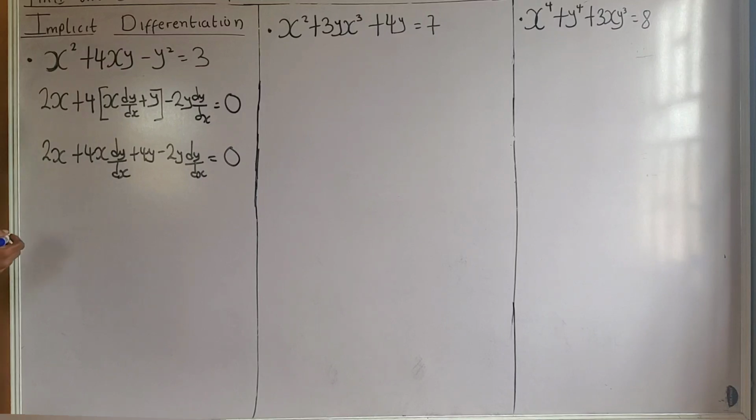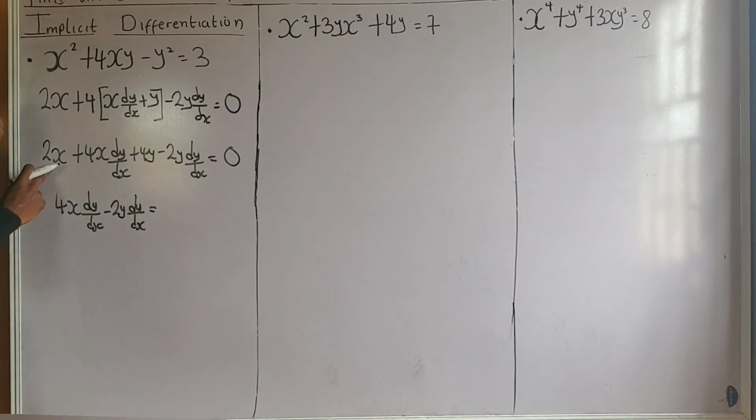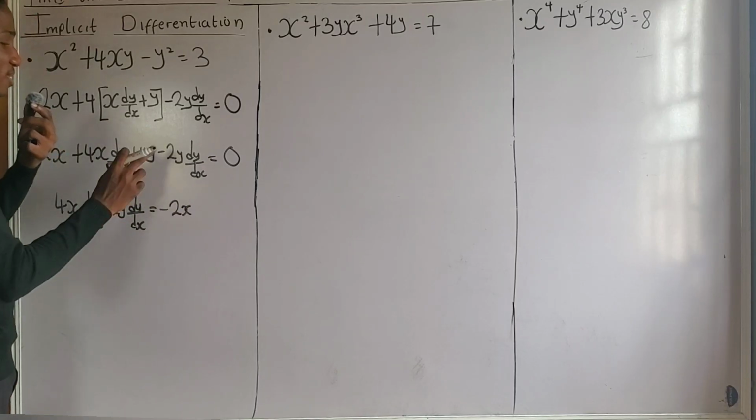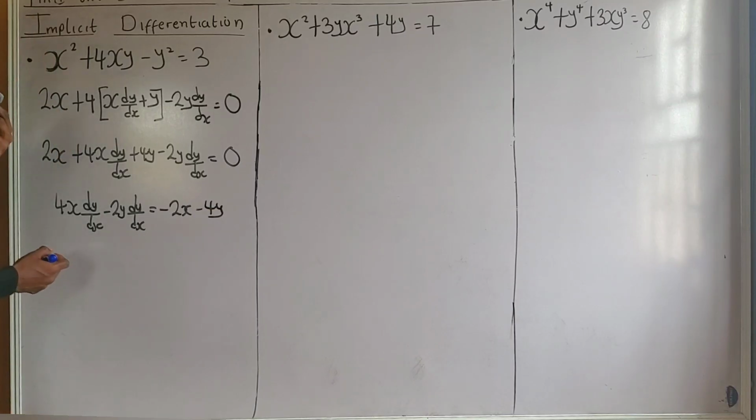Okay, having gotten to this point, the next step is that the term that is attached to dy/dx, you separate them. So I'm going to have 4x dy/dx minus 2y dy/dx equals to, now these 2x, take it to the right hand side. I'm going to have negative 2x. What of this? Minus 4y. Are you getting it? Okay.